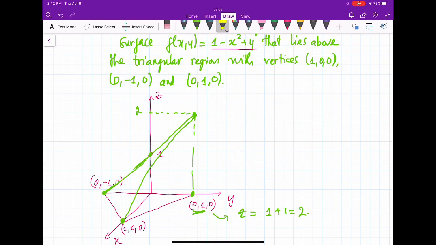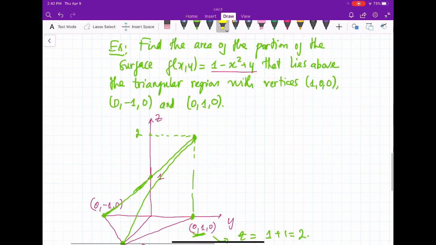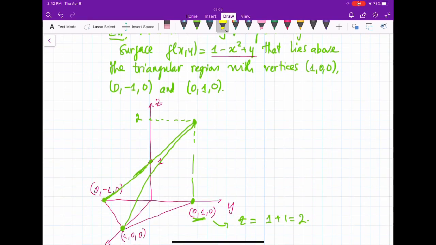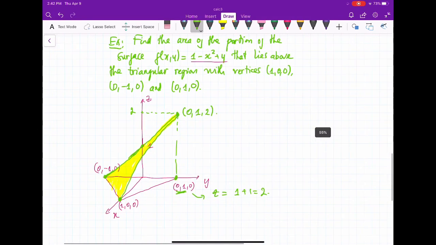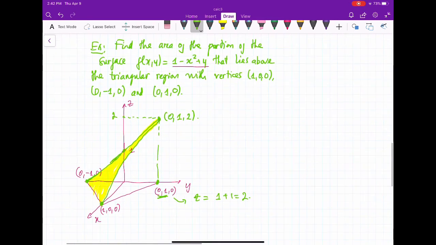And they ask us to find the area of the surface. So the surface looks like this. This is our surface. Okay, and we need to find that. All right, let me put this. This is 0, 1, and 2.